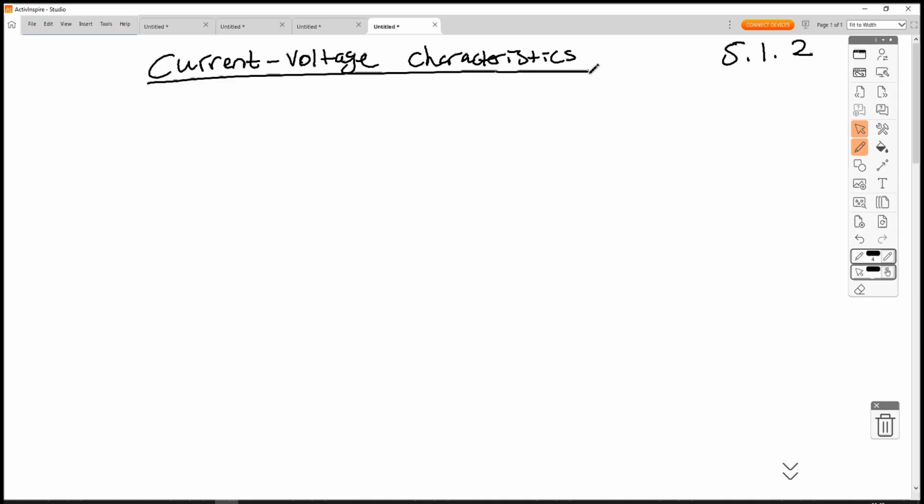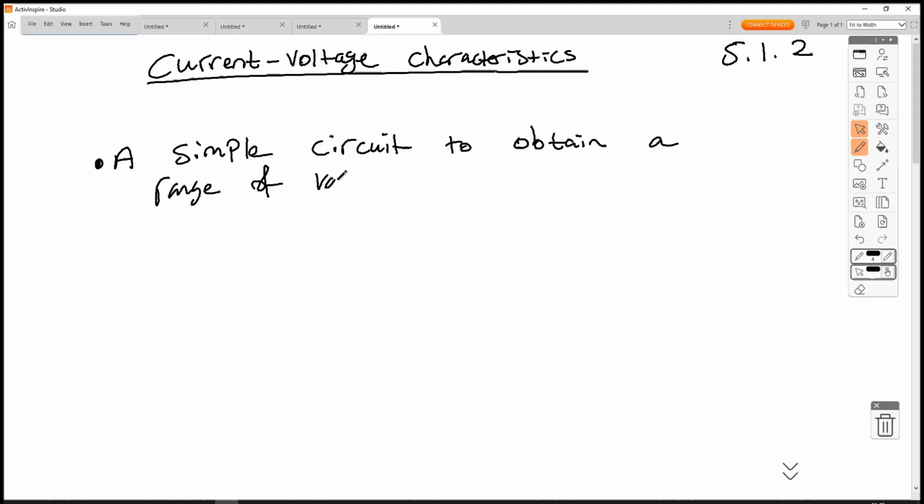So, first of all, if we want to investigate how current and voltage of a component relate to each other, we need to set up a circuit where we can get different values of voltage and current across a component. So a simple circuit to obtain a range of values for I and V.